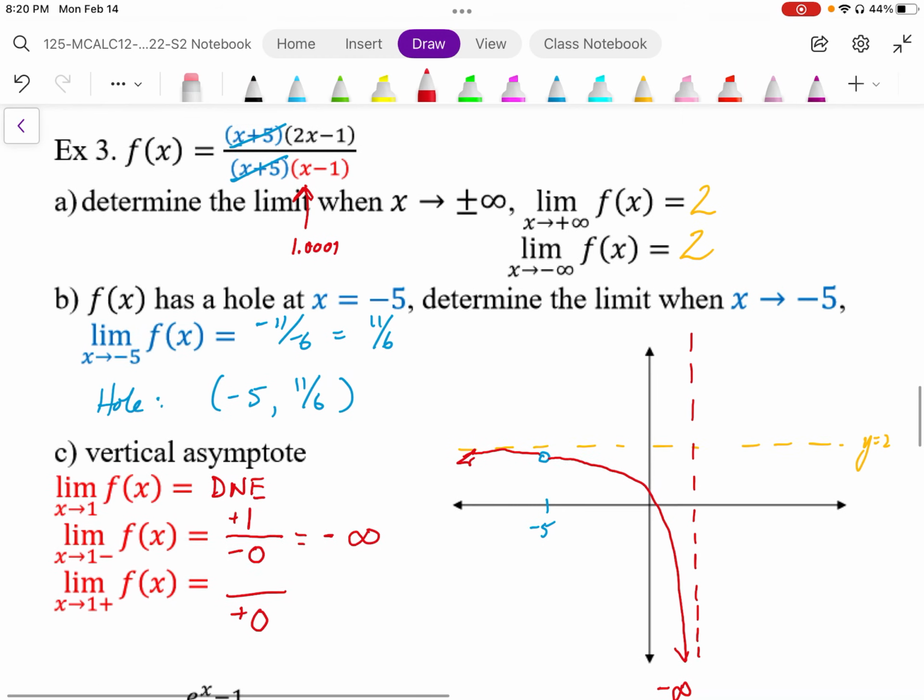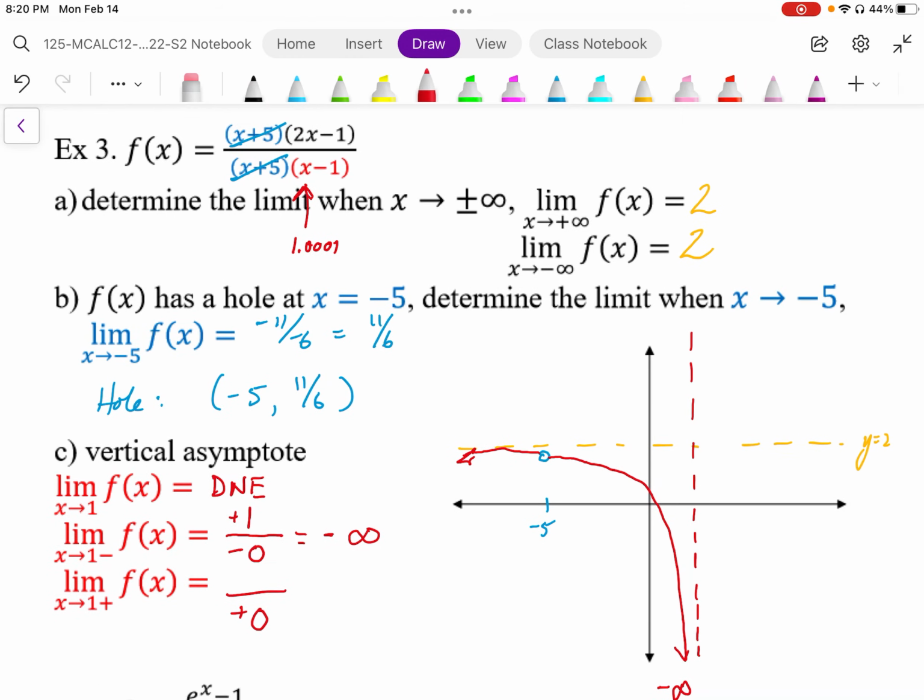In the numerator, I'm going to plug in x equals 1. So I get 2 times 1 minus 1. Again, I get positive 1 in the numerator. I'm dividing by 0, so I'm going to get infinity. Positive over positive gives me positive infinity. So what that means is I'm going to follow my horizontal asymptote, and as I approach my vertical asymptote, it's going to go up to positive infinity.